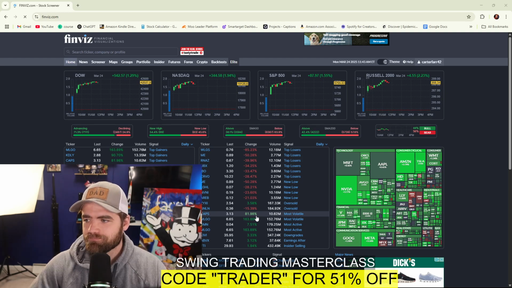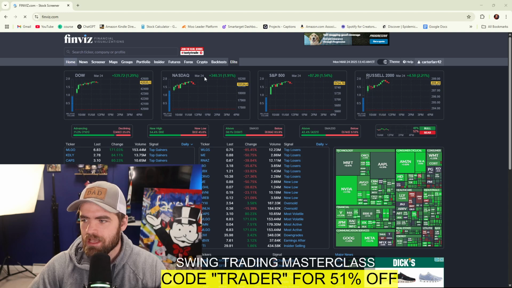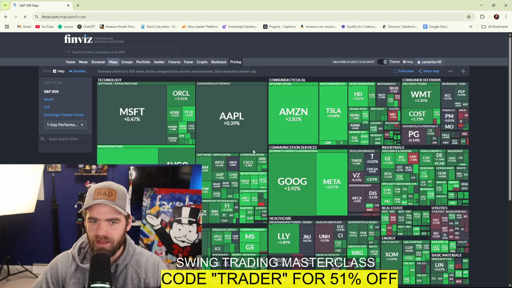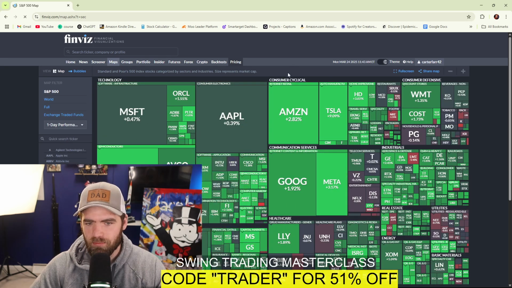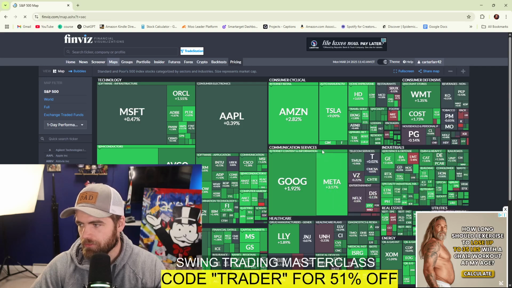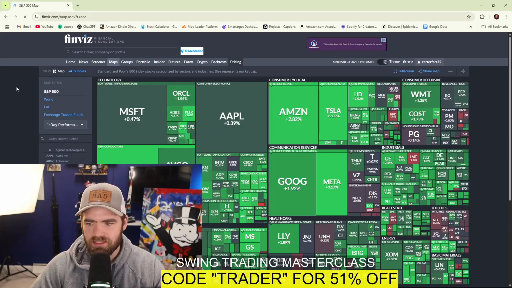So Finviz. Looking at it here, we have all four major indexes: the Dow Jones, the NASDAQ, the S&P 500, and then the Russell 2000. Down on the right side, we have the S&P 500 map broken down by sectors. You can see technology, consumer, communication services, and all this. We've had a very, very green day in the market, which is always good to see.